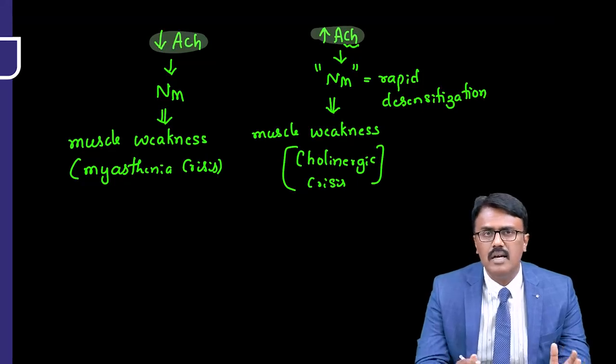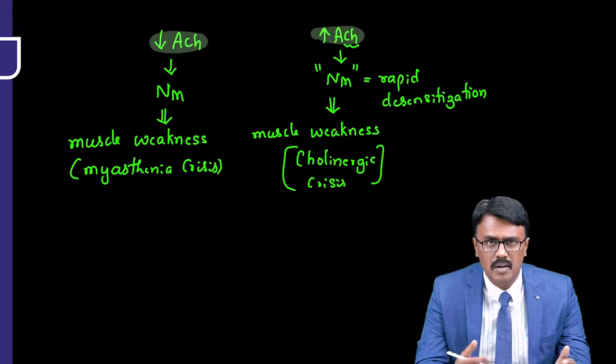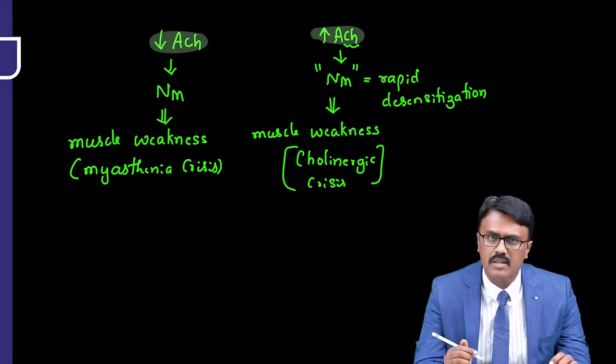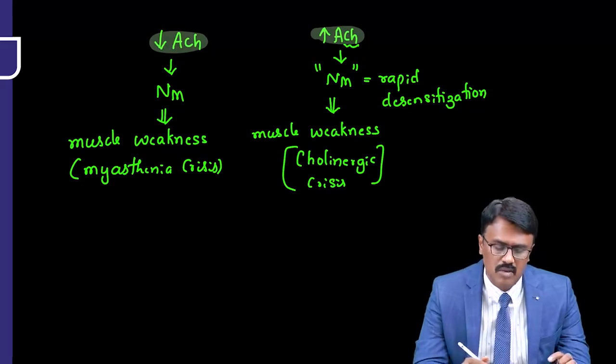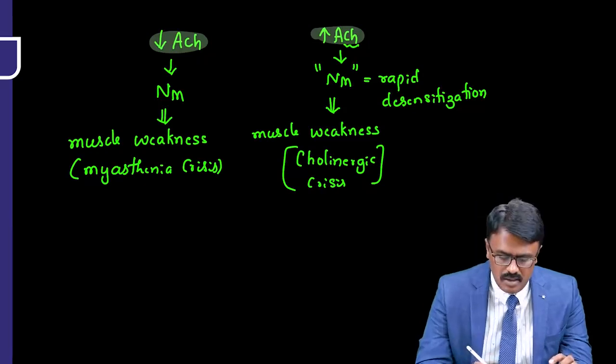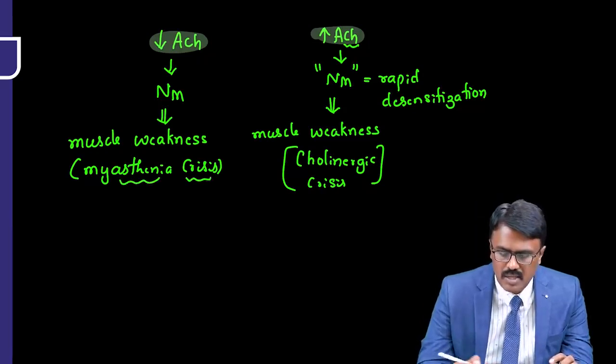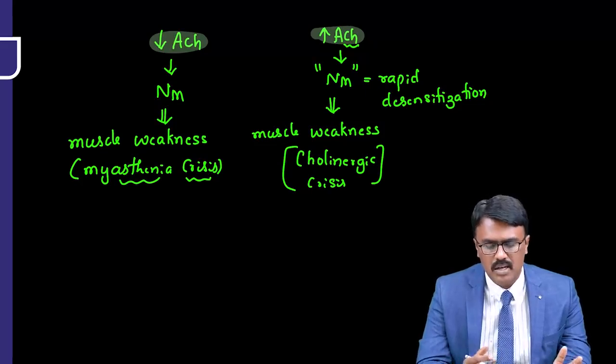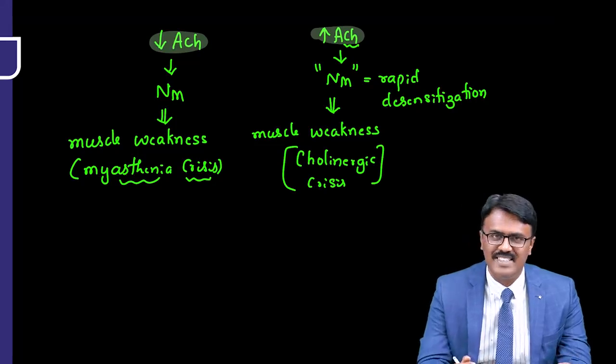The reason is it will bind to the receptor, repeatedly depolarize the muscles, and the receptor will undergo desensitization. Again the muscle will get paralyzed, so weakness. If the acetylcholine is less, the NM receptors are not stimulated, the muscle weakness will occur and myasthenia will worsen. That is called myasthenic crisis. Now how do I differentiate whether the patient has myasthenic crisis or cholinergic crisis?